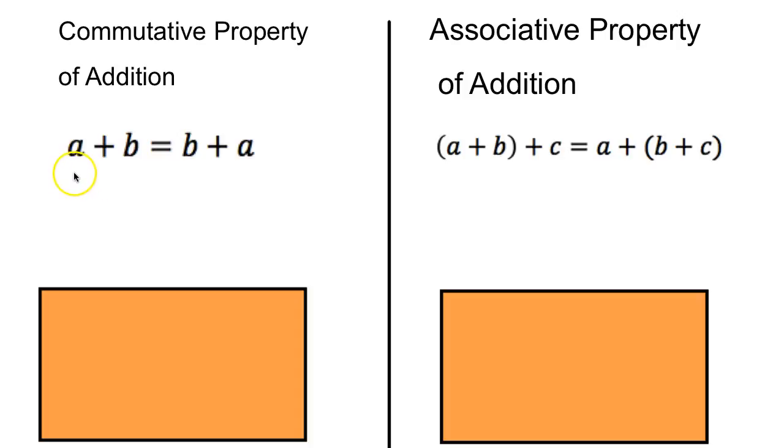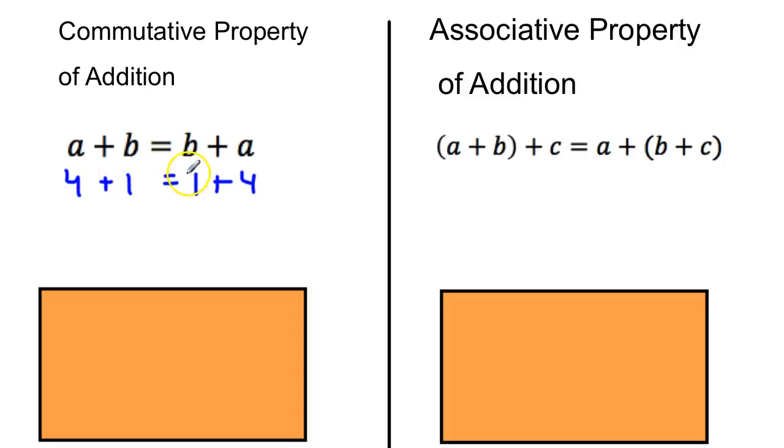This might make sense if I put some numbers in there. So if A equals 4 and B equals 1, this is saying that 4 plus 1 is the same as 1 plus 4.